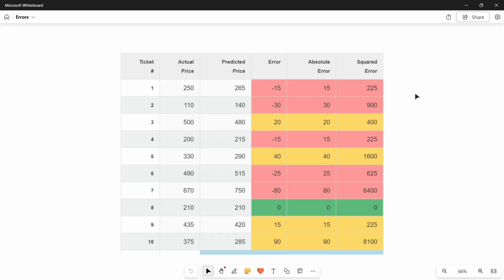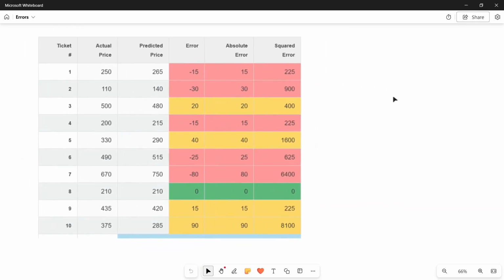Hello everyone. In this video we'll discuss the very simple concept of the errors. In the previous video we saw how we came up with the linear regression line. So let's say you come up with some linear regression line, and you want to know how good is your estimate, how good is your line.